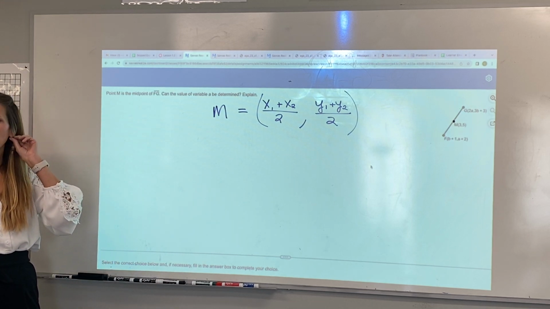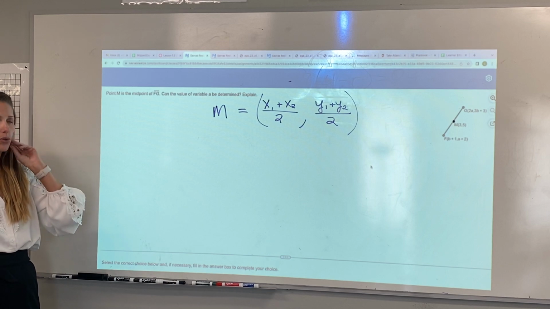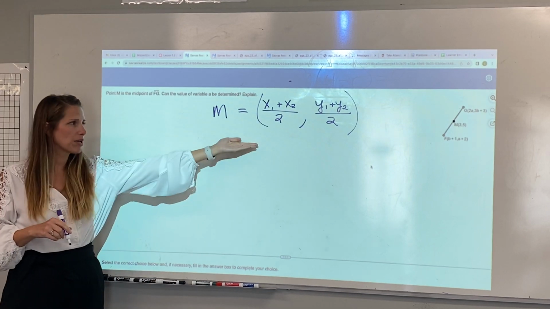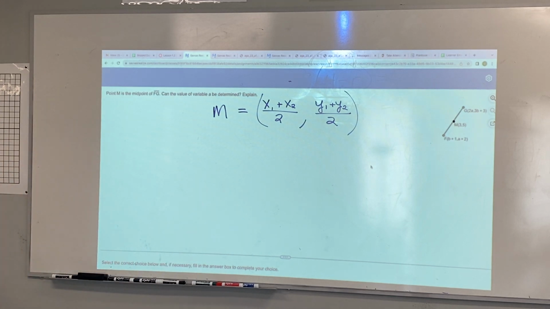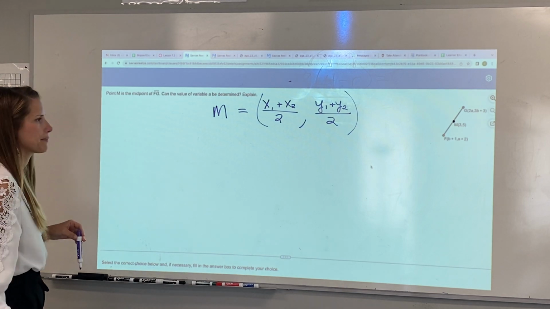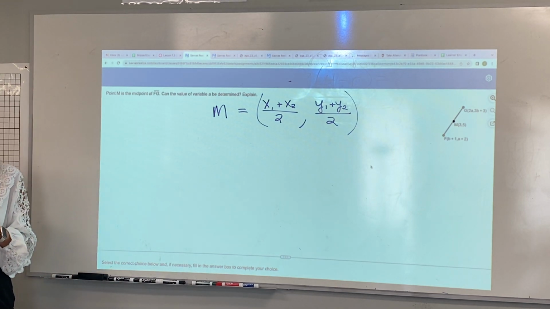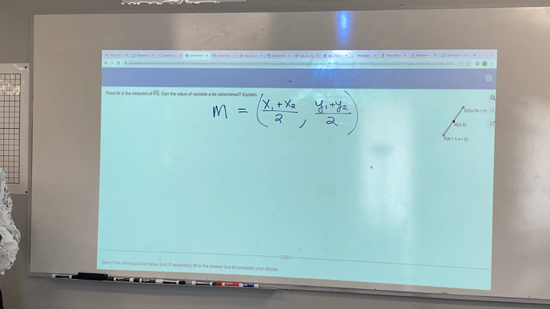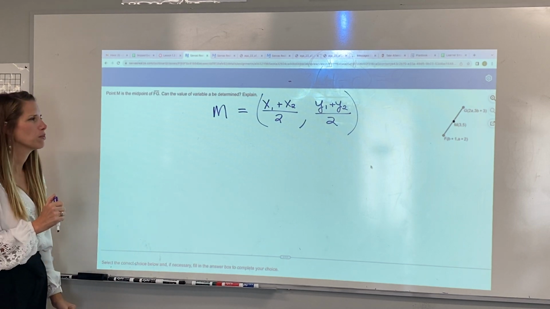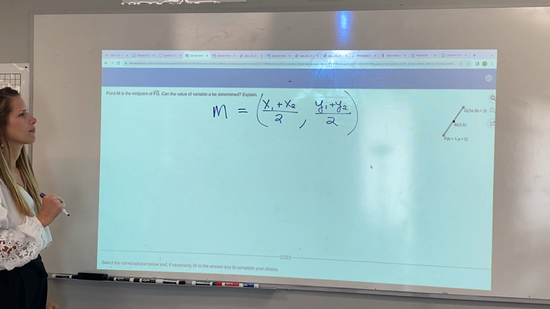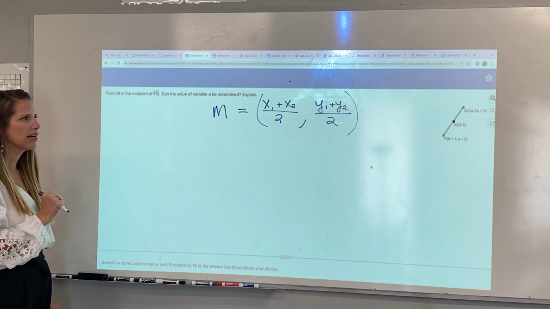I want notebooks out, pencils in hand, you're taking notes. Everybody should have this formula down in their notebook right now. Notebook open, pencil in hand. Number 3 on lesson 1.3 on your homework, okay? Everybody get the midpoint formula down?